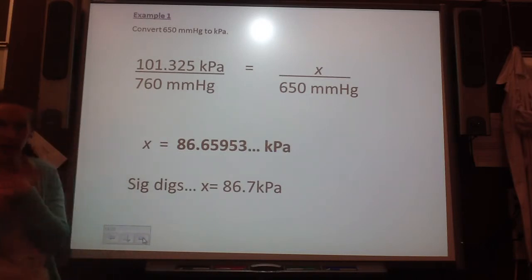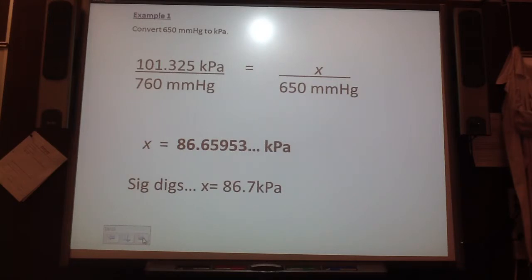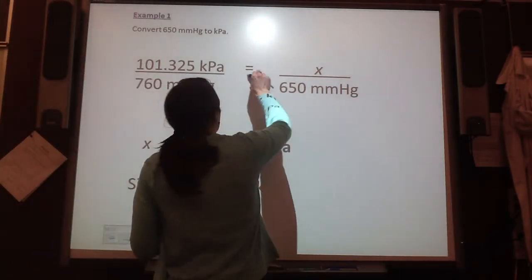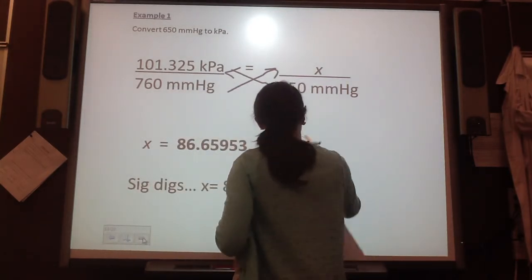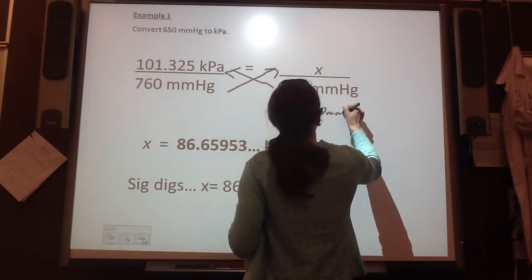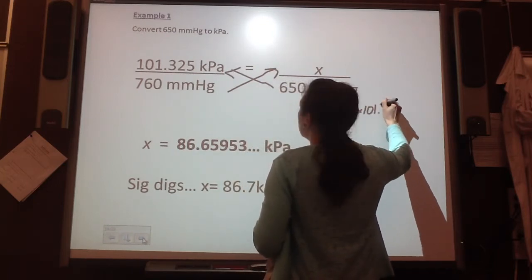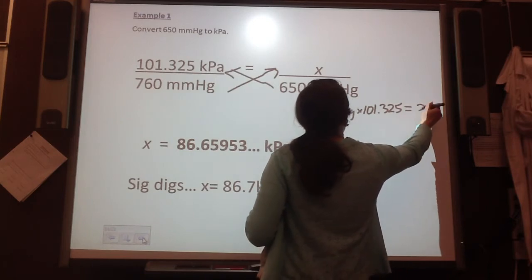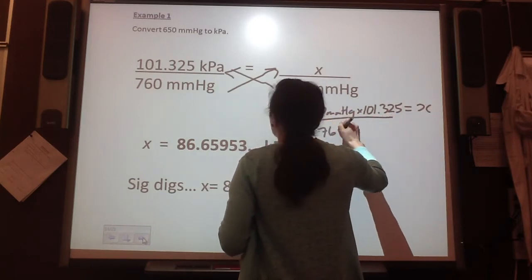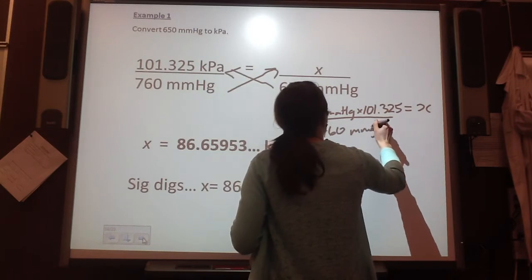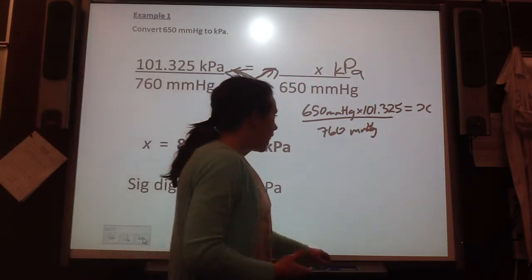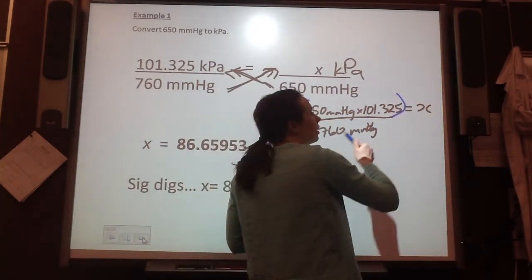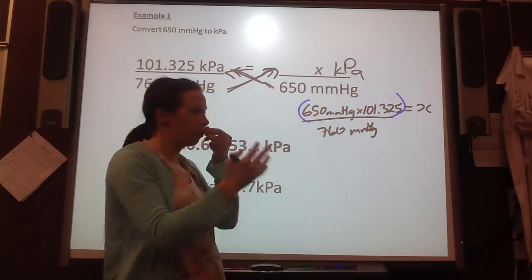Oh, and to sig digs then, it would be 86.7 kilopascals. So, just to show this, we have our 650 millimeters of mercury. We multiply it by 101.325. And then we'll have to divide by 760 millimeters of mercury. So that's what you put in your calculator. If you want to do it all at once, I would advise putting the top portion in brackets, then hitting divide and putting in the bottom fraction.